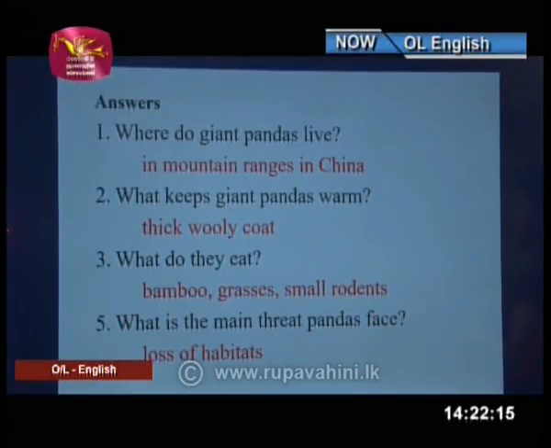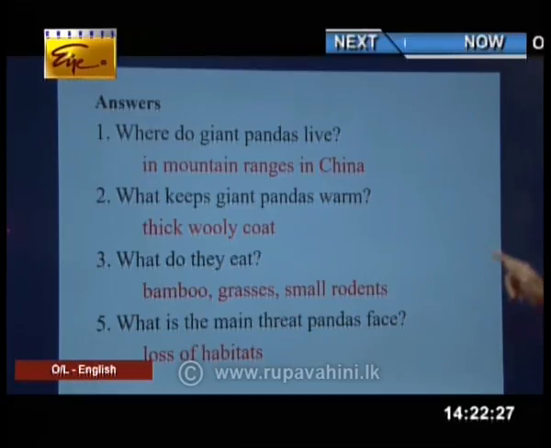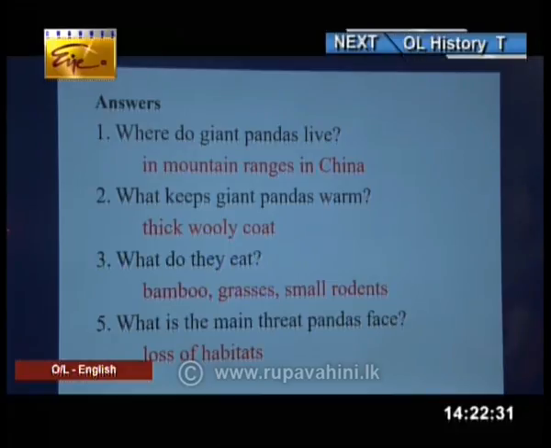What do they eat? Were you able to find that out? Bamboo, we know that, right? It's our general knowledge. But there are some other things that you have to include. Not only bamboo, according to the text, grasses and small rodents. Rodents means some small animals like mice, squirrel, kind of.